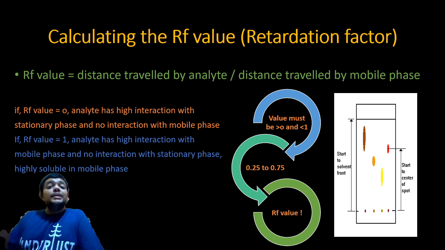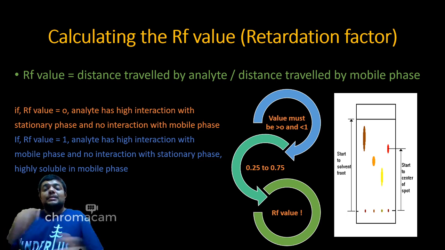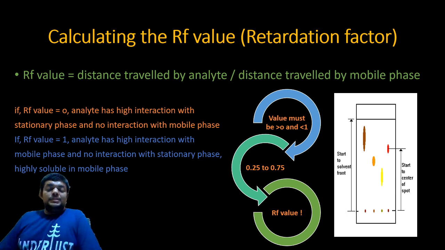But friends, what is the ideal value? It is an average of several experiments. No one has written that this has to be. But between 0.25 to 0.75, the value that comes is an ideal value. And these are the retardation factor values.